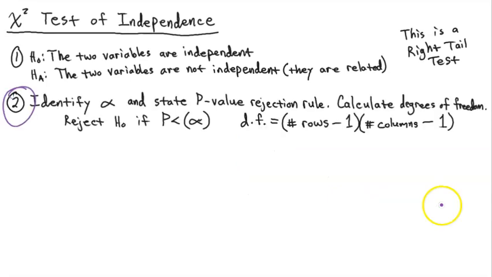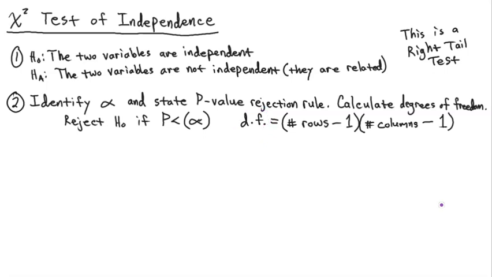All right, in step 2, we're going to do 3 things. 1, we're going to identify the level of significance, which is the alpha, just like in other significance tests. We're going to state the p-value rejection rule, and here's what it looks like. We're going to reject H sub 0 if our p-value is less than whatever the value of our alpha is. Okay? So if alpha is 0.01, we would say reject H sub 0 if p is less than 0.01. Okay? Last thing, we're going to calculate the degrees of freedom. Now, the degrees of freedom are an interesting thing in a chi-square test of independence.